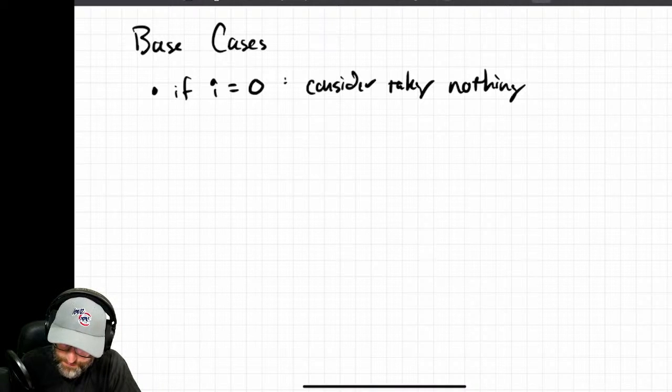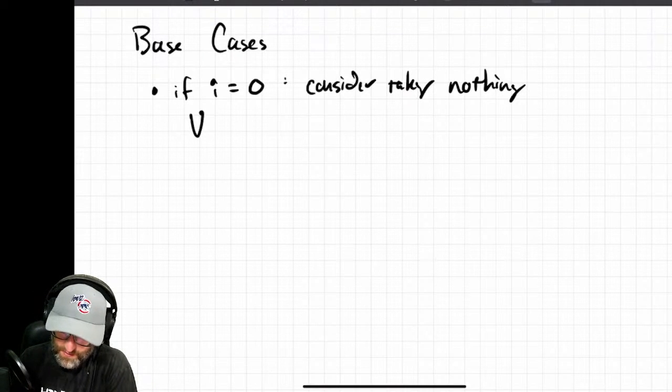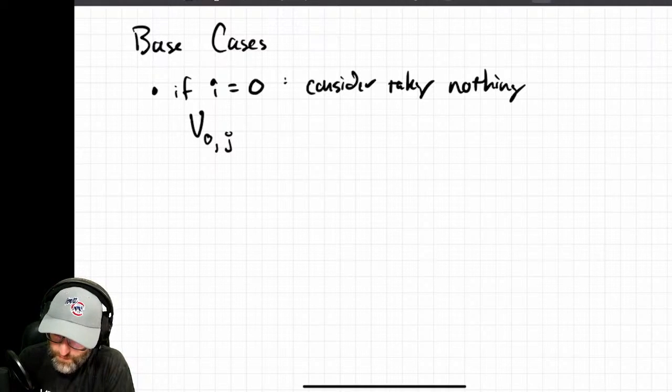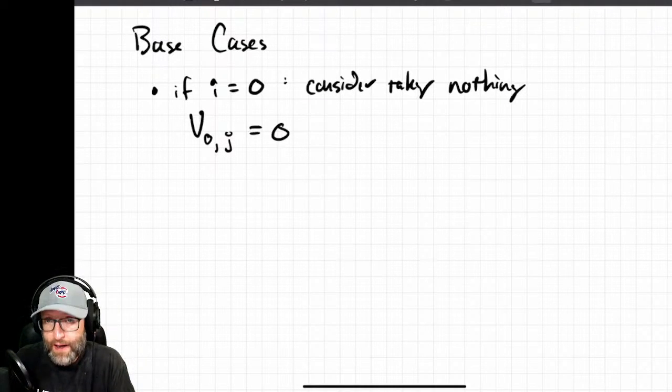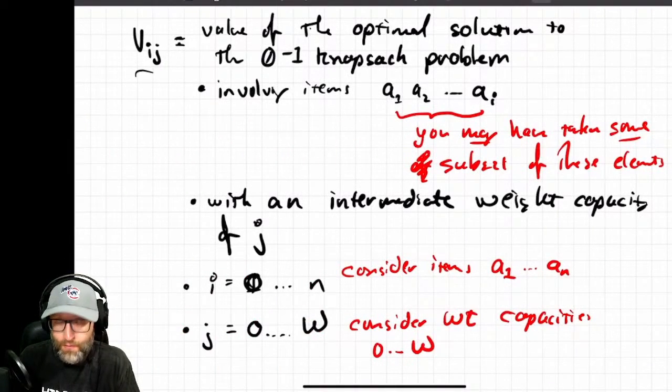Then in other words, v sub 0, comma j, there we go. That's going to end up being 0. If you don't take anything, then what's its value? Its value is 0.